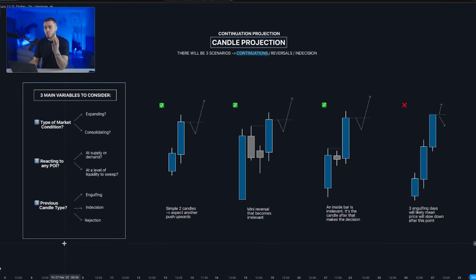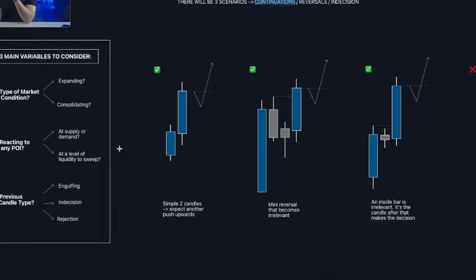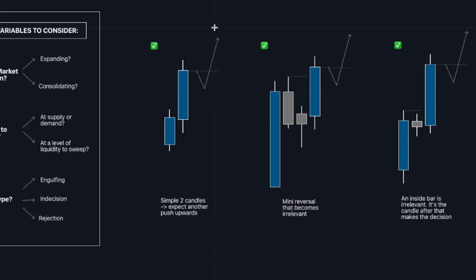And number 3, what was the previous daily candle? Was it engulfing? Was it indecisive? Or was it potentially a rejection candle? Now, here are a few scenarios of what actually works. So let's zoom in. This particular example over here is the simple 2 candle structure we typically look for.